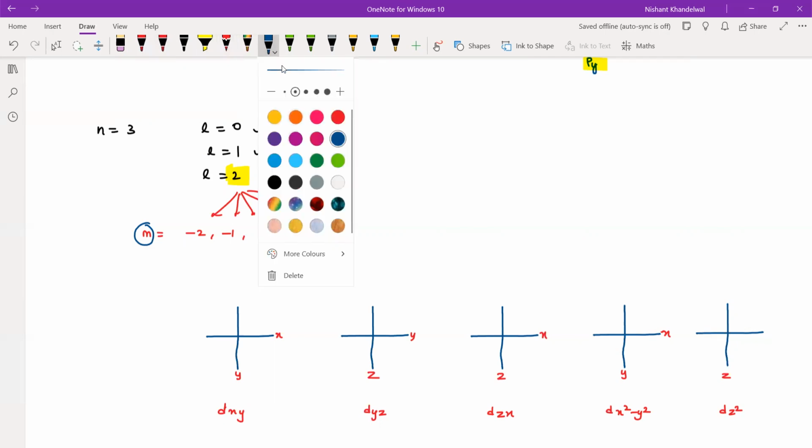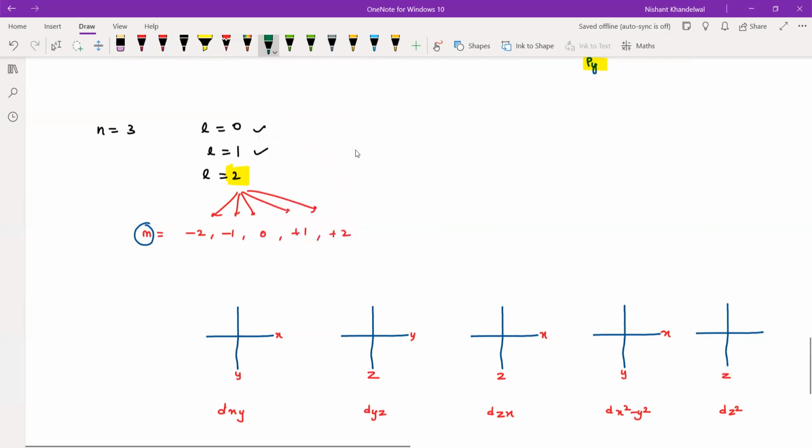Basically, if I want to draw this on the screen, it looks like this: dxy, 1, 2. It is like a double dumbbell. Similarly, the same is the case with this, and this one also. Now the other two, dx square minus y square and dz square, are very important. See carefully how you will draw this. Dx square minus y square is something like this.